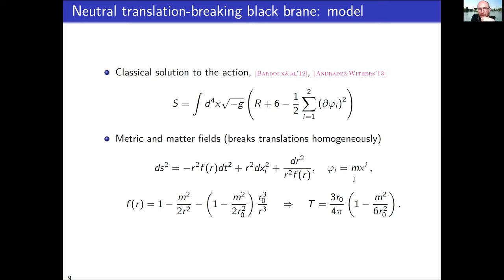I don't know if it helps either, but you could always turn on a double trace deformation on the boundary, and then you can make the breaking spontaneous. I think that relates maybe more to Emilian's question, but you need a double trace deformation. And also you need to Hodge dualize the scalars. All right, let me not get into that. I think it's taking us too far away from the focus of the talk.